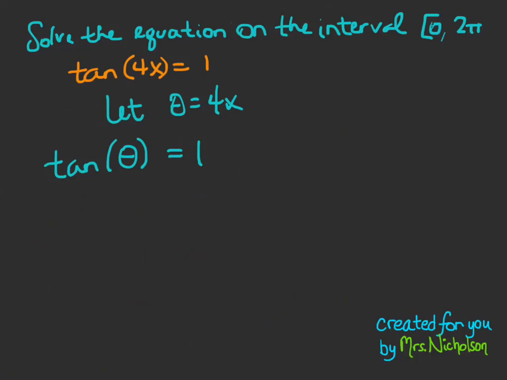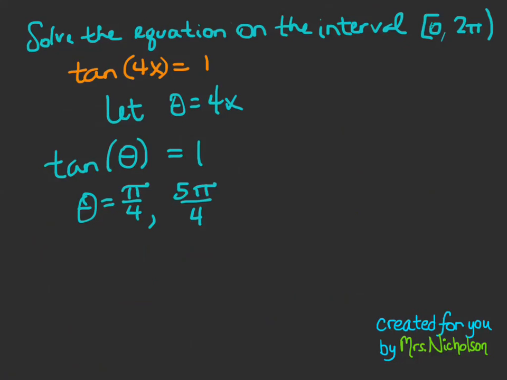Remember that tangent is slope, and my slope is going to be positive 1 whenever theta is pi over 4 or 5 pi over 4. Tangent is positive in quadrants 1 and 3. But these aren't going to be my only possibilities for theta, and here's why.